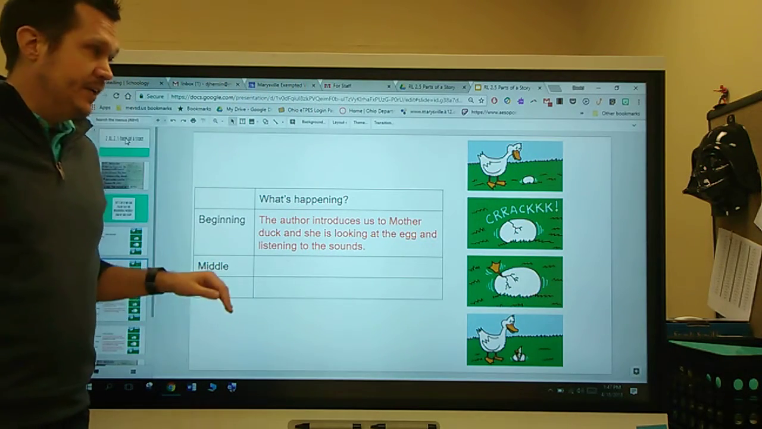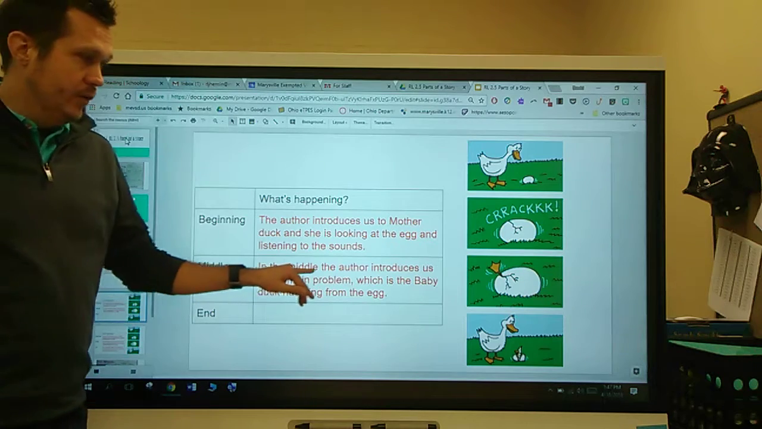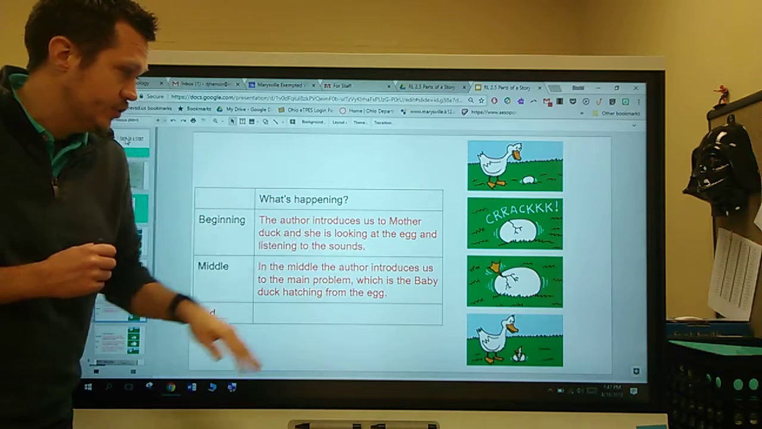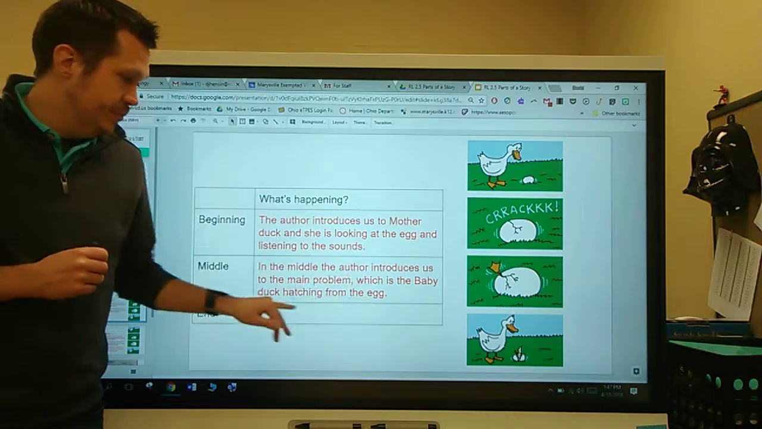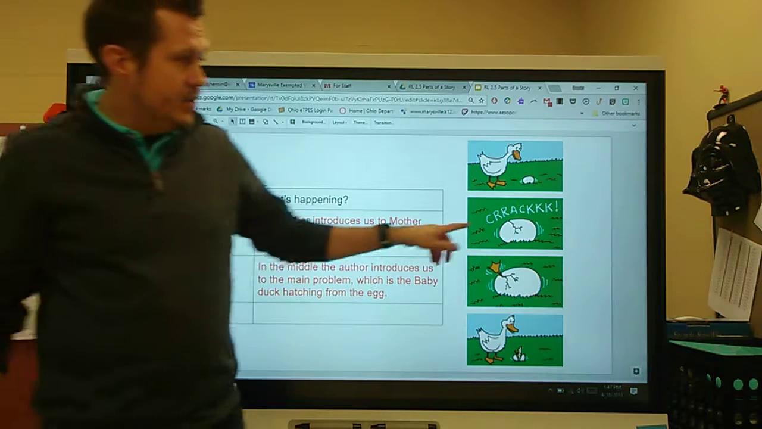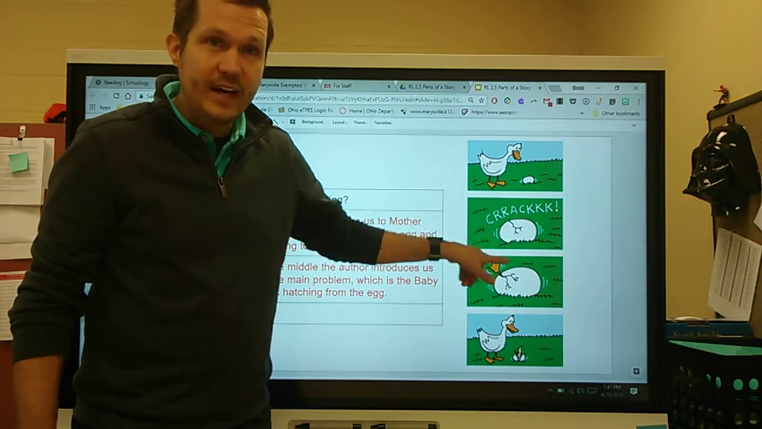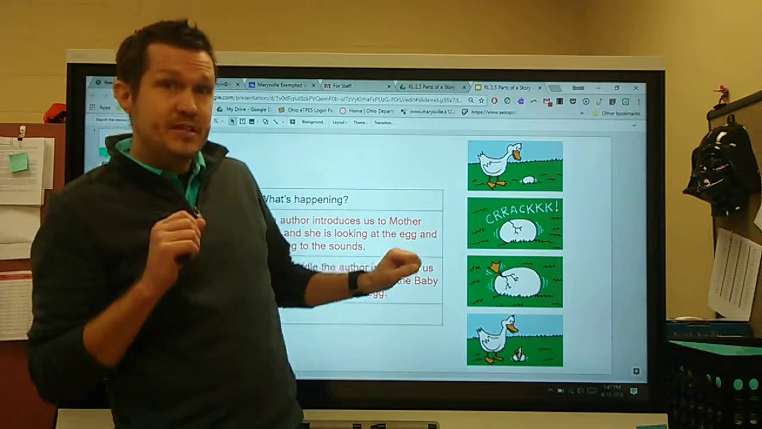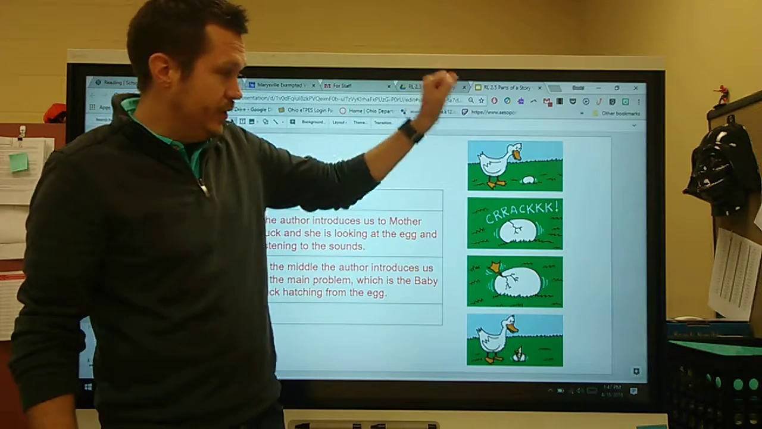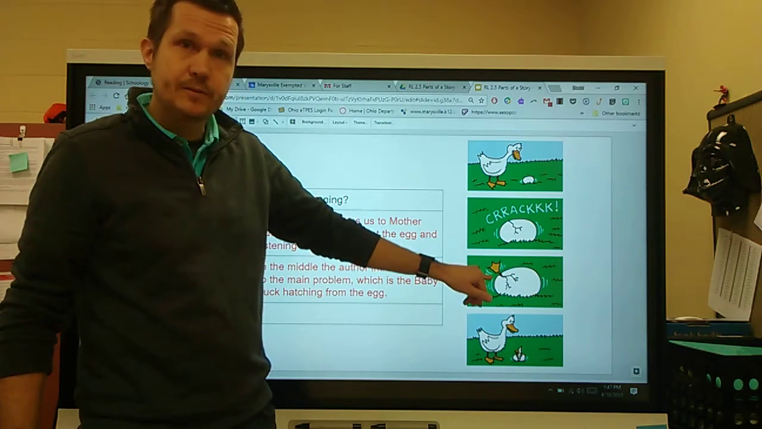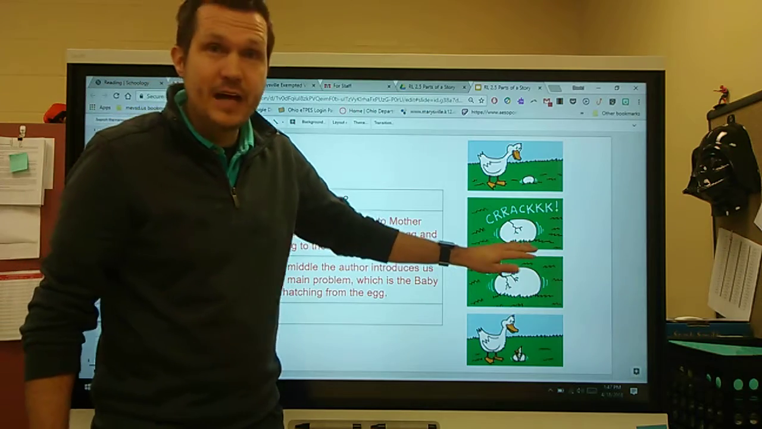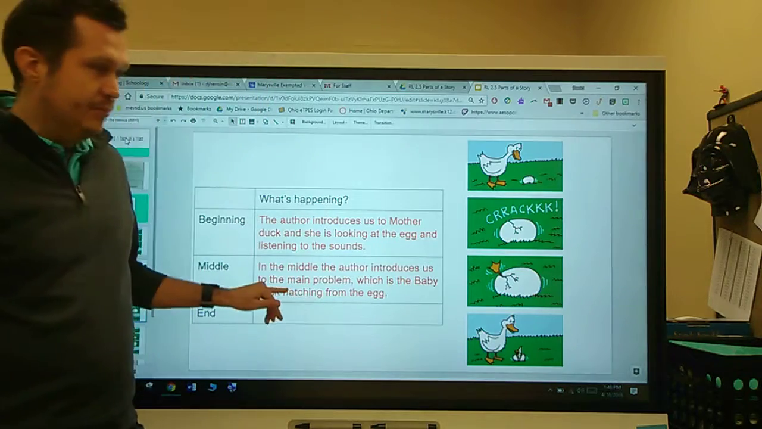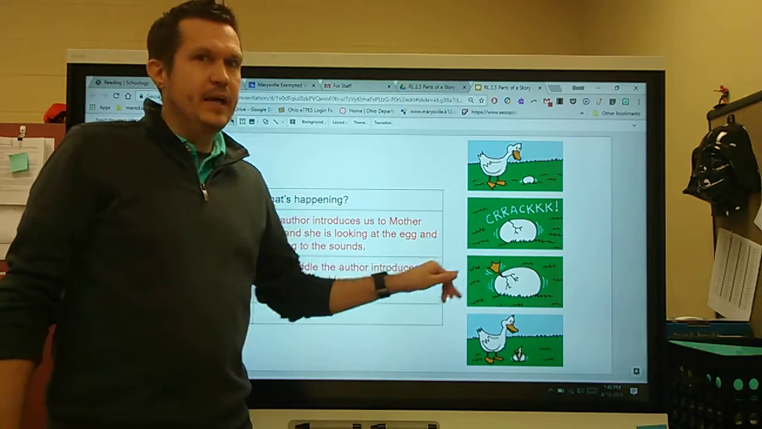Let's see what's happening in the middle. In the middle, the author introduces us to the main problem. Ooh, what's the main problem in this story? The main problem is the baby duck is hatching from the egg. So the main problem is baby duck has to be able to get out, right? Does it get solved? It sure does. There's the solution. The baby duck punches or kicks her foot right outside of the egg. That's the main solution. That's the main resolution. So the main problem happens in the middle, where baby duck is trapped inside the egg. And then that problem gets solved by baby duck kicking its way out of the egg.